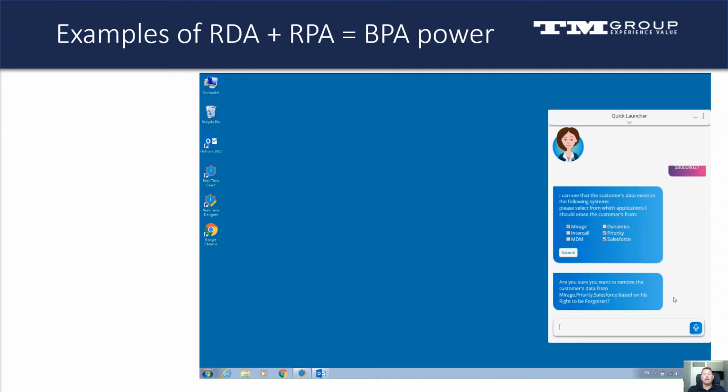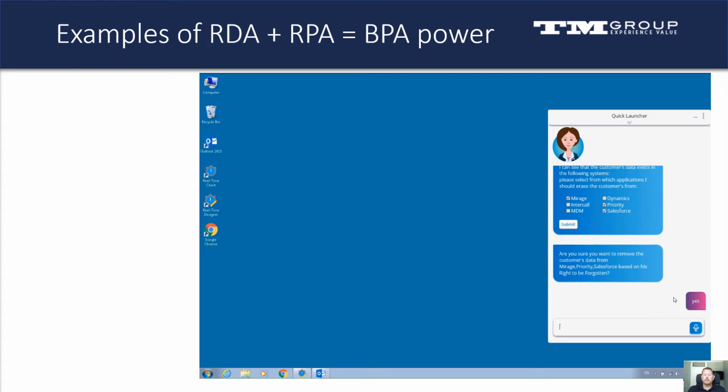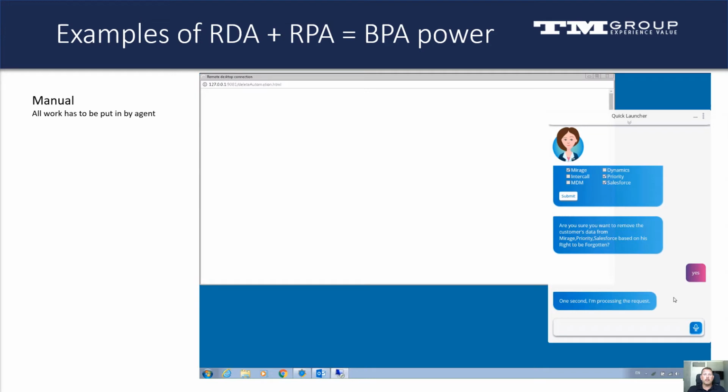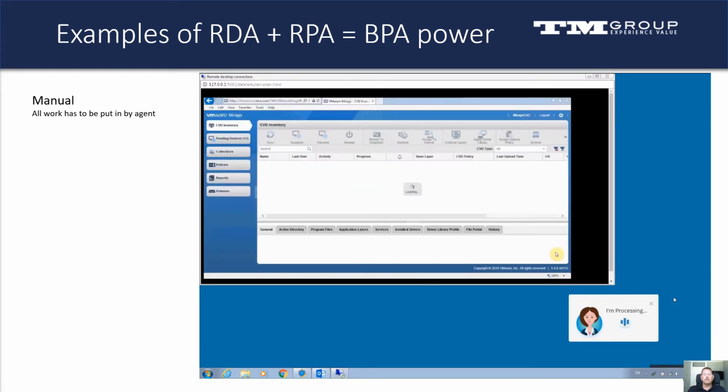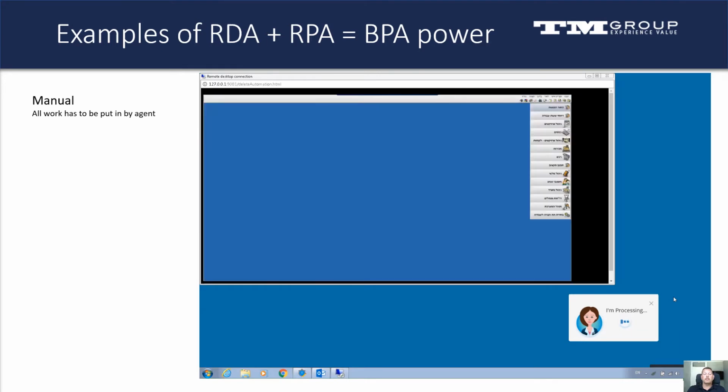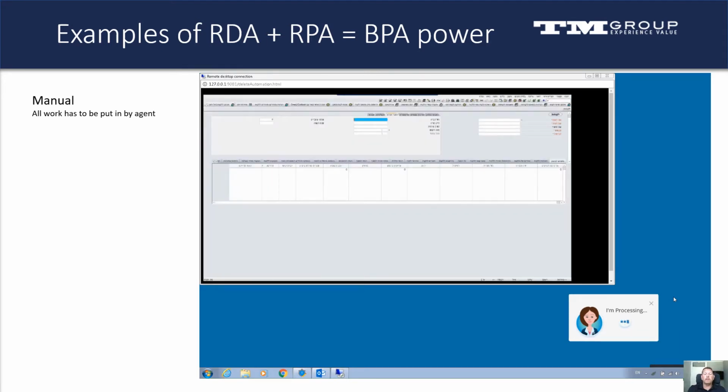And now the assistant has more or less all the information. Imagine if we would have done this manually, and you will see that there is a lot of things to remember, a lot of things to log into, to put data in and so on. So this is the RDA taken into the RPA now. This is in the background, fully automatic.